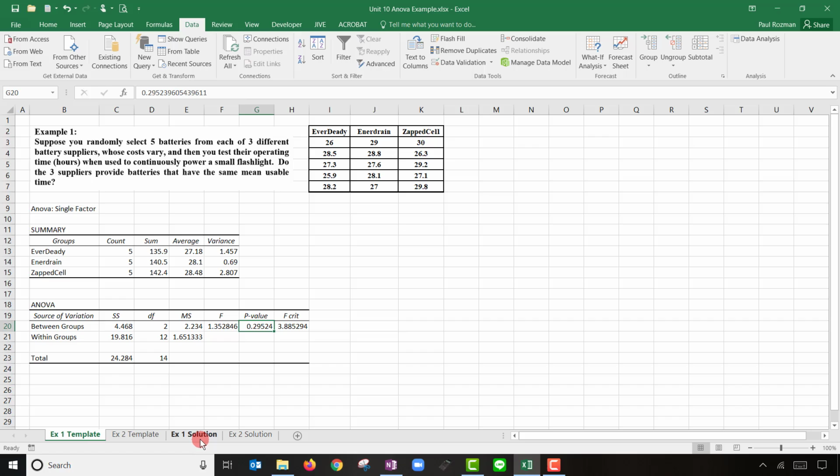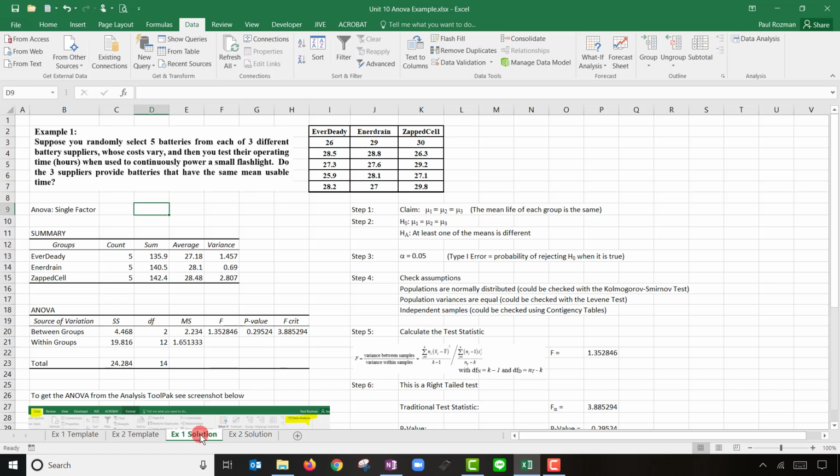I already wrote them out here and typed it up pretty nicely, so I thought we'd just take a look at that. So here's the same data. I just switched tabs. Maybe I'll zoom in a little bit. This question was pretty poorly defined. Nowhere in it did it actually tell us what alpha was, and it actually didn't even tell us the claim.